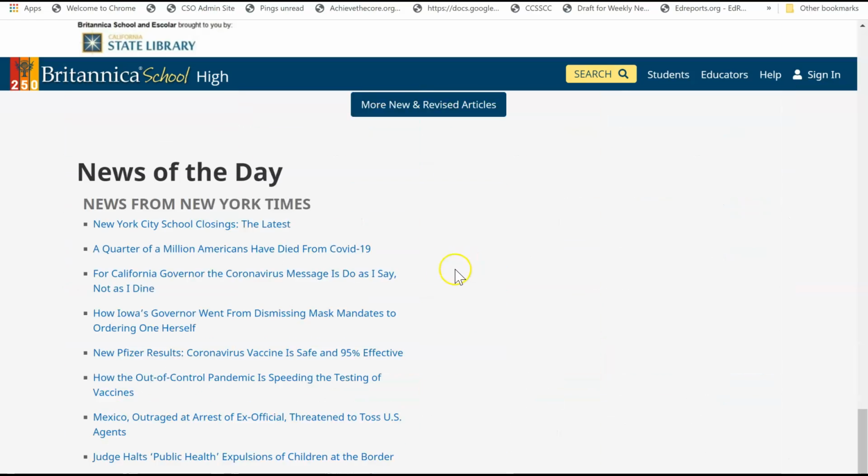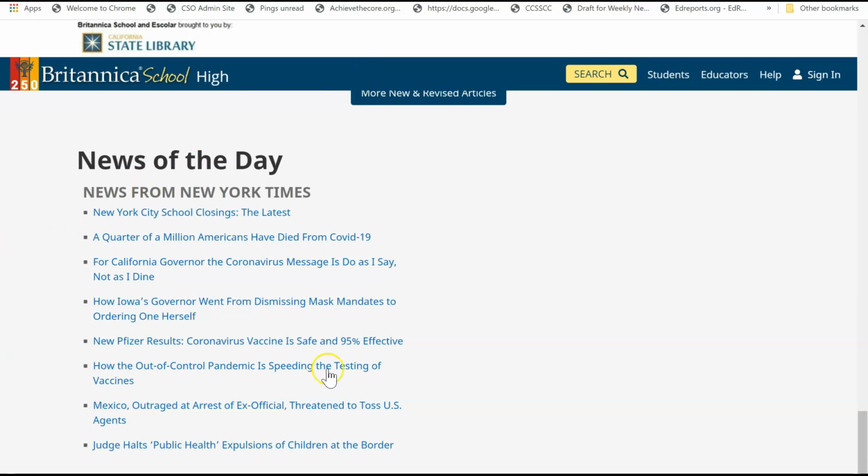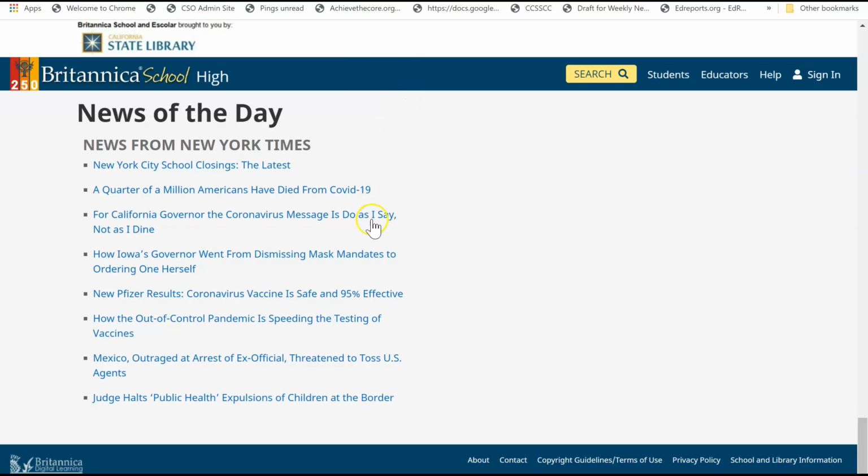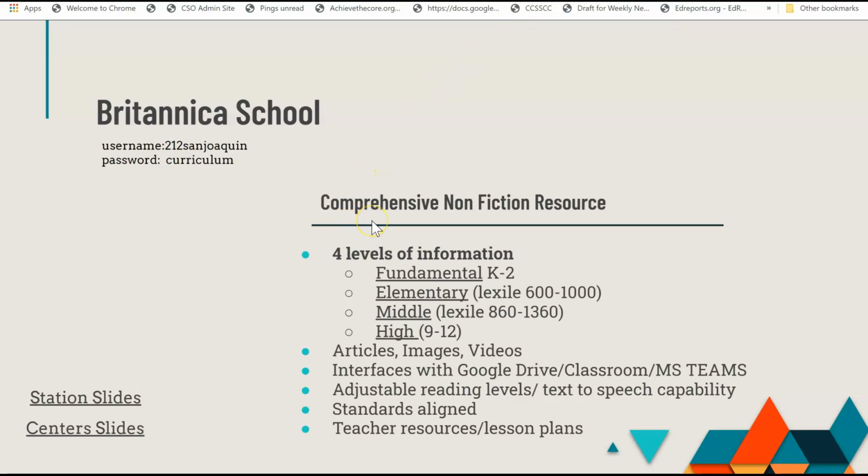Again, you see the primary sources, and then this one, the high school, goes much more into news of the day and contemporary information. So going back, you can see the different levels of Britannica School, and you can see all the different ways that you can incorporate it into every single content area that you're teaching throughout the day.